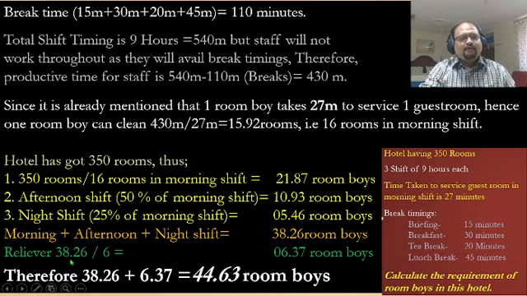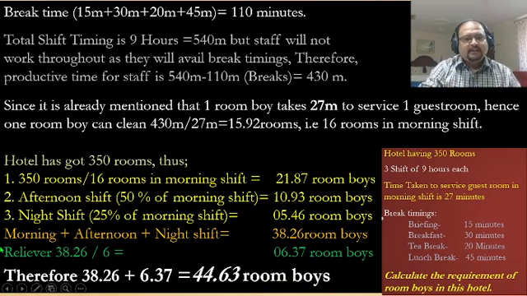Now total number of room boys is 38.26 in given condition. So if you want to calculate the reliever, you can divide it by 6 and you get this number of room boys as reliever. Now you add these two, the total number of room boys required plus the reliever, whatever you get is the total requirement of room boys.